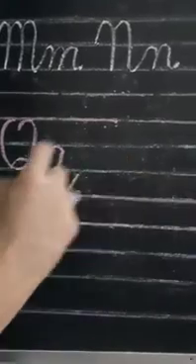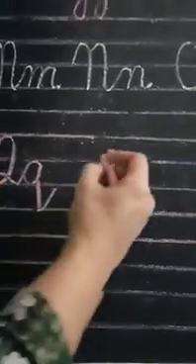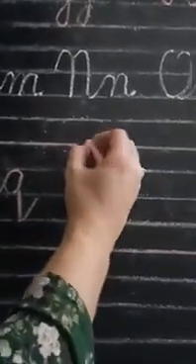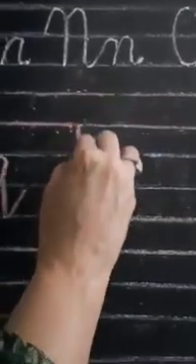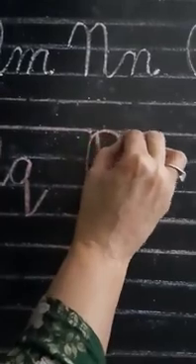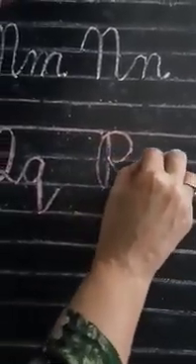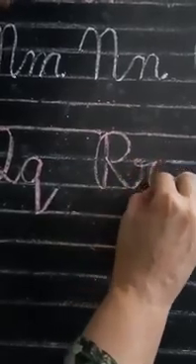This is joining Q. Now after joining Q it comes joining R. We'll start from the first red line, come down, go up with the curve, make a semicircle, come down with a slanting line, take a turn and make small r. Okay, this is joining R.